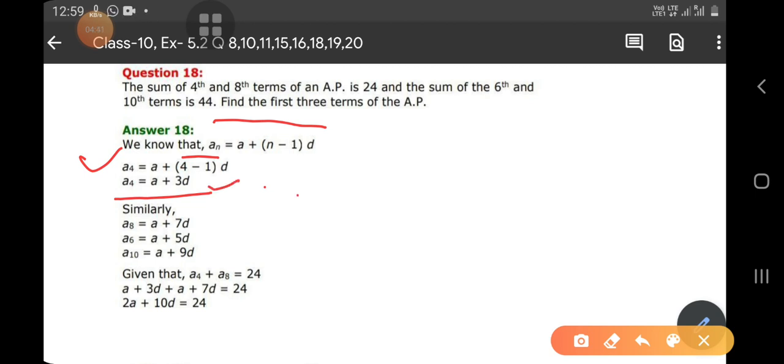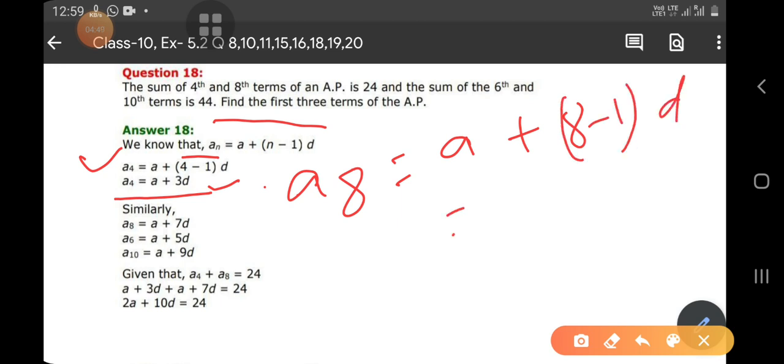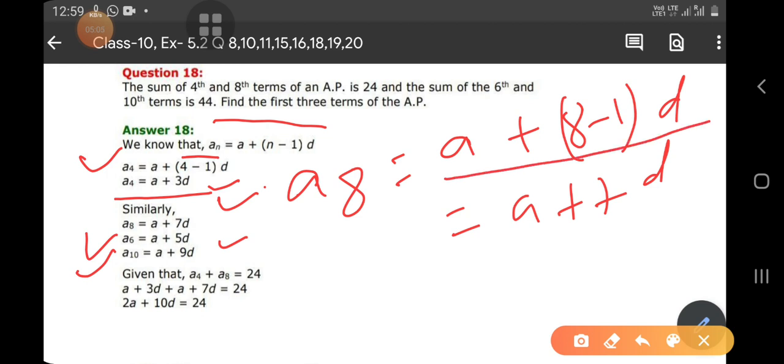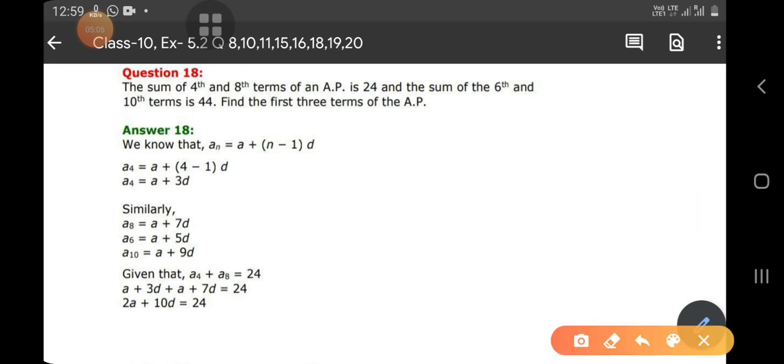Similarly, for the eighth term, a8, it will be a plus (n minus 1) into d. It means 8 minus 1 into d, that is a plus 7d. Look at here. And the sixth term is a plus 5d, one decreases. Similarly, the 10th term will be a plus 9d. Using the formula a plus (n minus 1) d, you can find out this value. So I have written here the terms, that is a4, a8, a6 and a10.